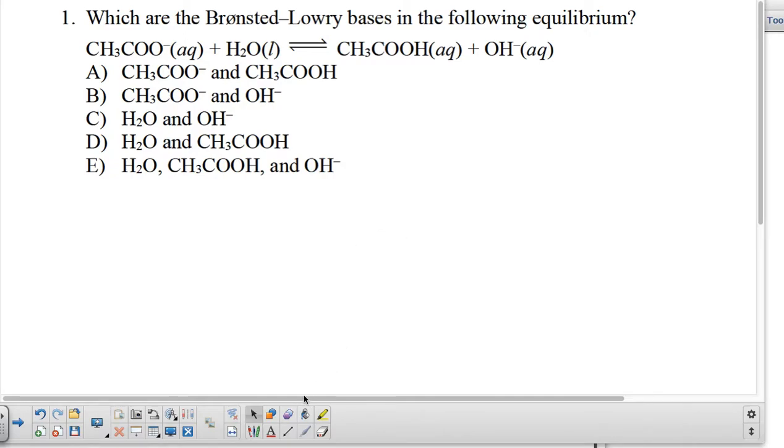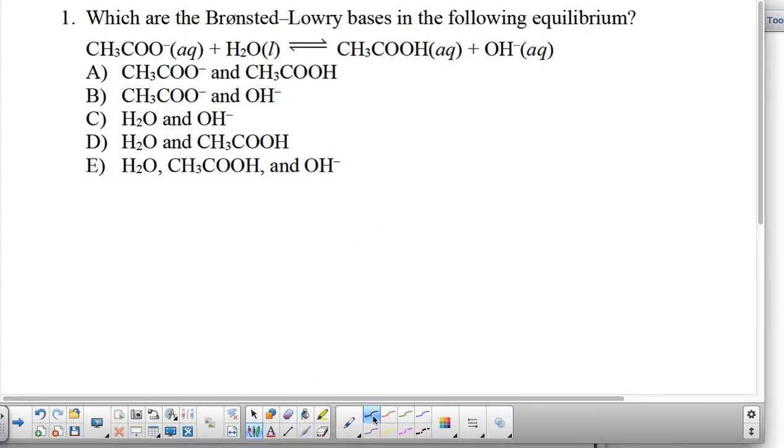All right, this video is going to go over the key parts of the worksheet that you guys completed. Key things you need to know. First thing, Bronsted-Lowry bases. It says, which are Bronsted-Lowry bases in the following equilibrium.